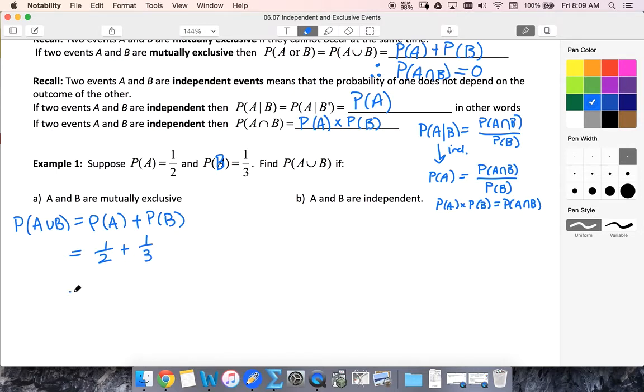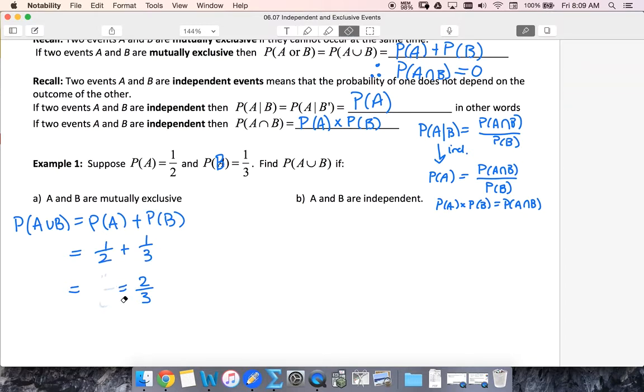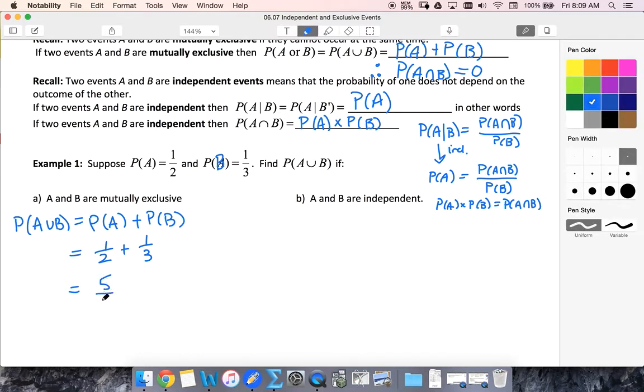If we put this into our calculator and added it up, we would get 5 out of 6, sorry. So put it in your calculator. Don't just try and think about it in your head. You get 5 out of 6.